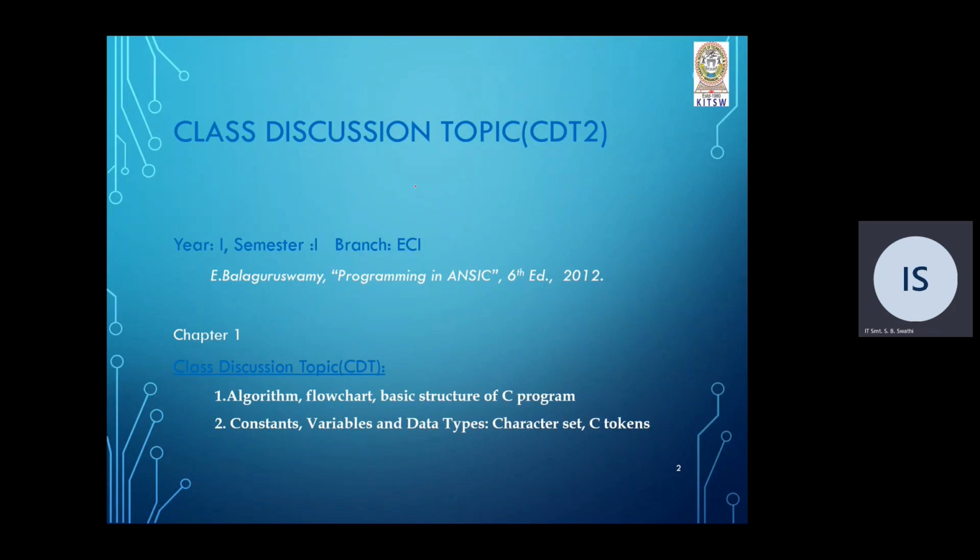Today we are going to discuss the topics algorithm, flowchart, basic structure of C program, and various types of data types, constants and variables.